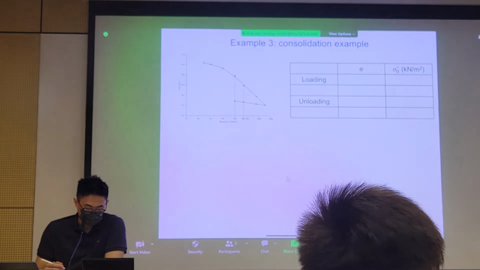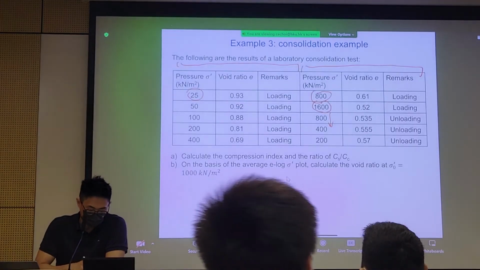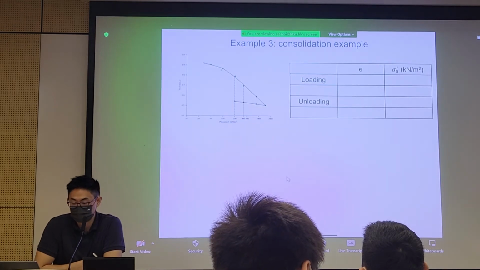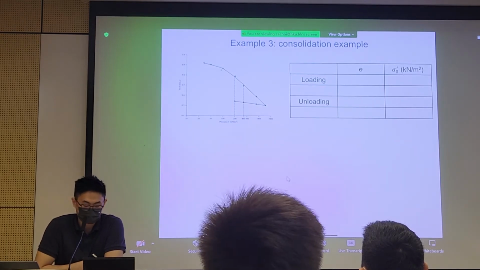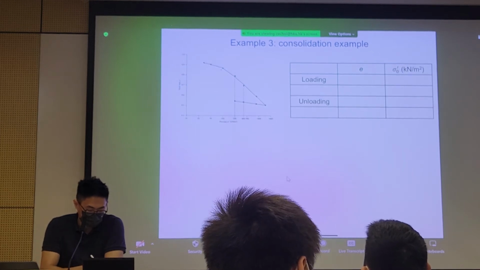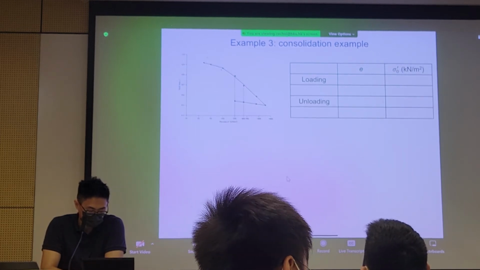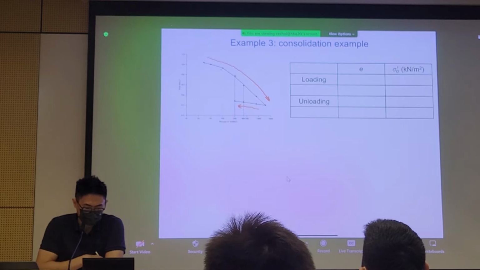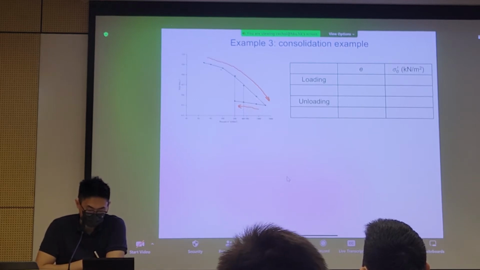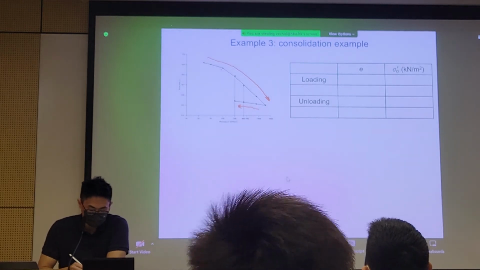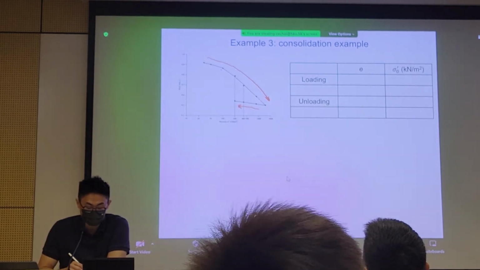So first things first, let's take our tabulated data from our question and plot it onto a void ratio versus effective stress plot. And you'll get a series of data points like this, and you do see that you have the loading phase and the unloading phase here. And beyond that, we have to calculate two things. We have to calculate Cc, the compression index, and then Cs, the swelling index.